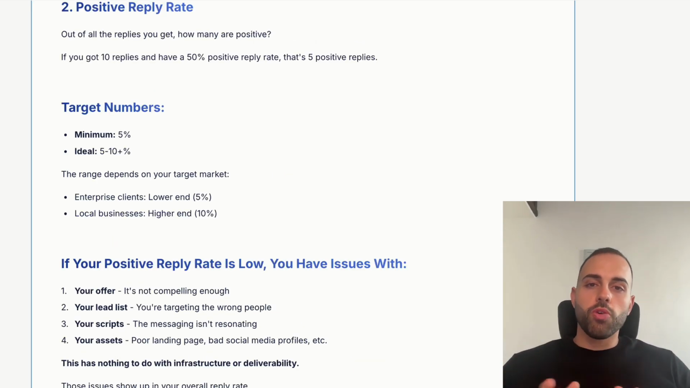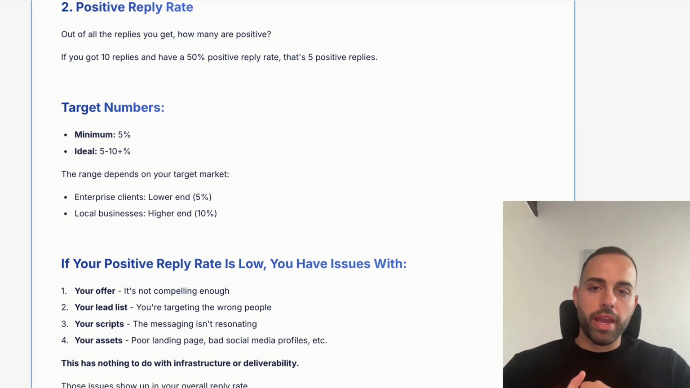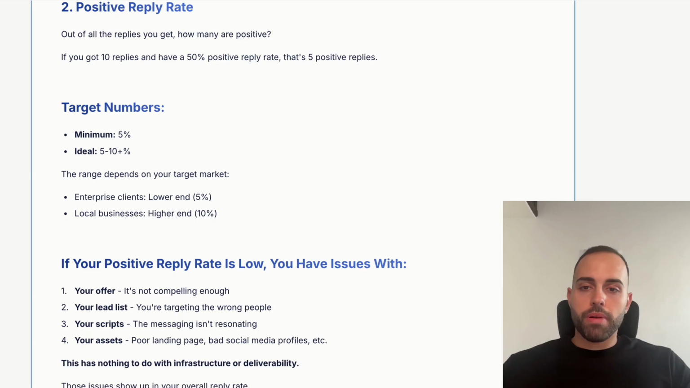Now, the second metric that you want to be tracking is your positive reply rate. So out of all the replies you got, how many of them are actually positive? How many people asked for a meeting? How many people asked for more information? And how many people just indicated some sort of interest? So if you got 10 replies and you have a 50% positive reply rate, that's 5 positive replies in total.